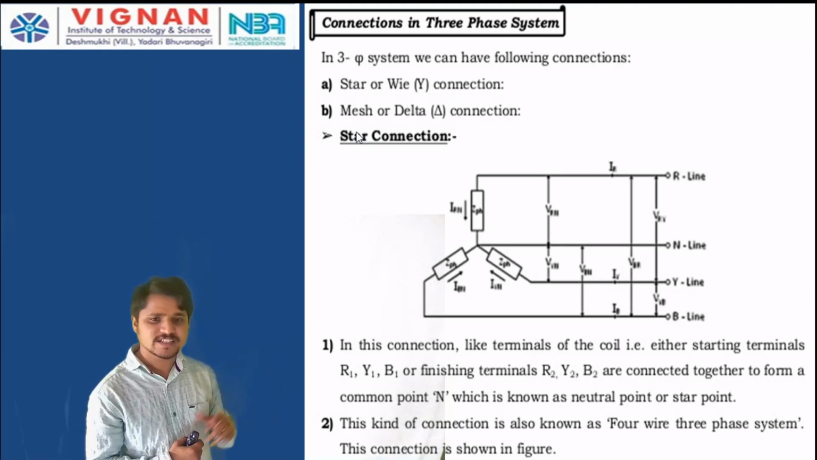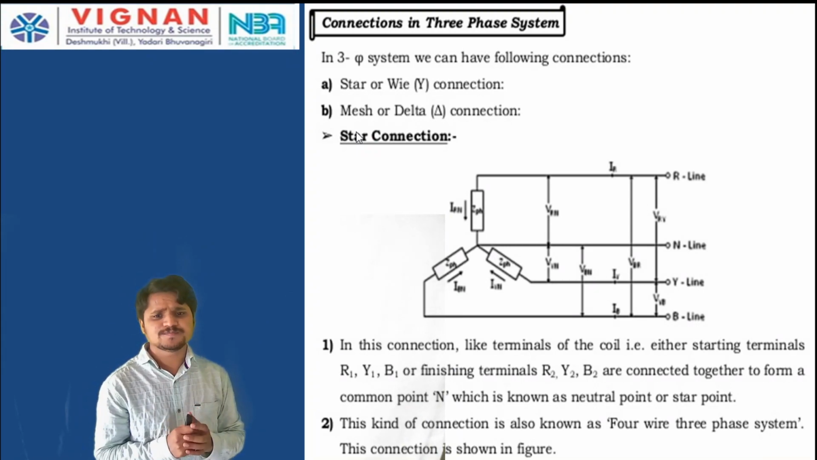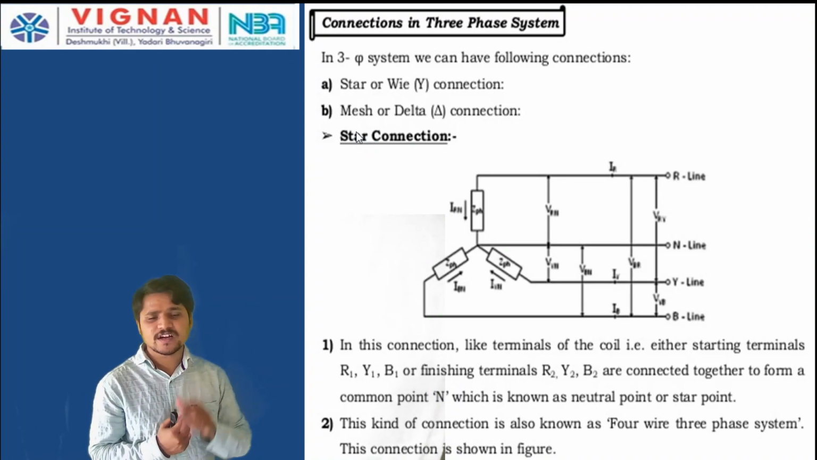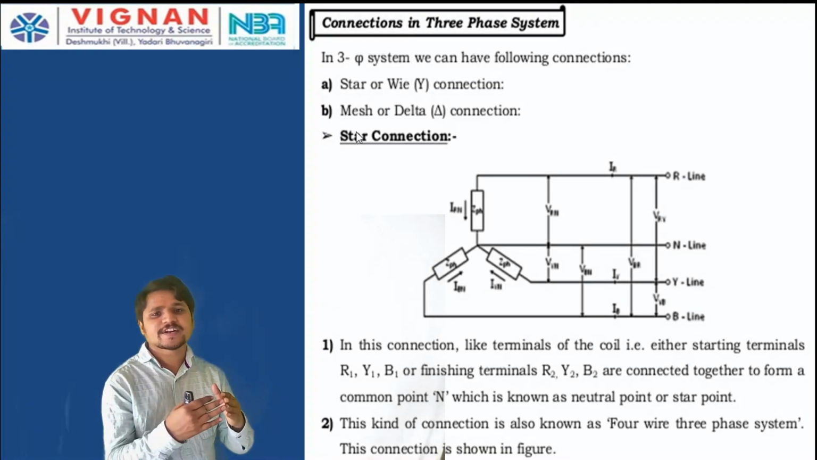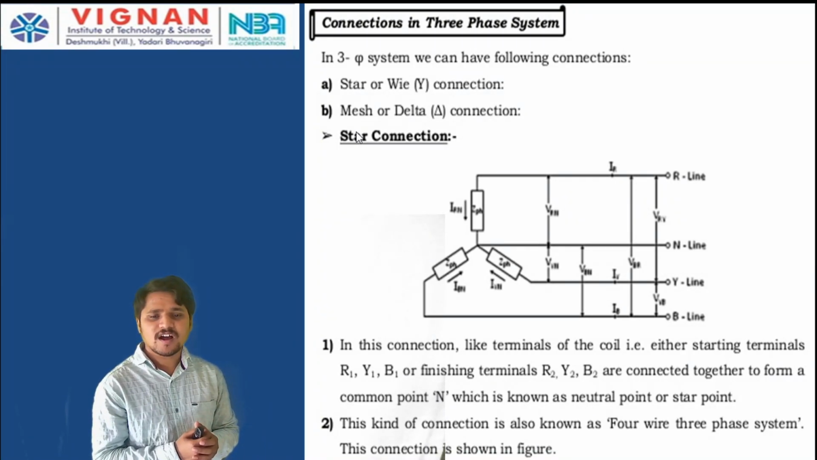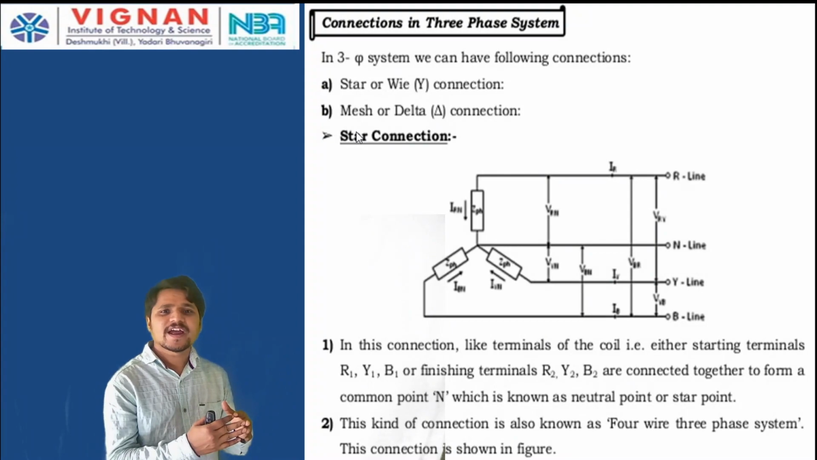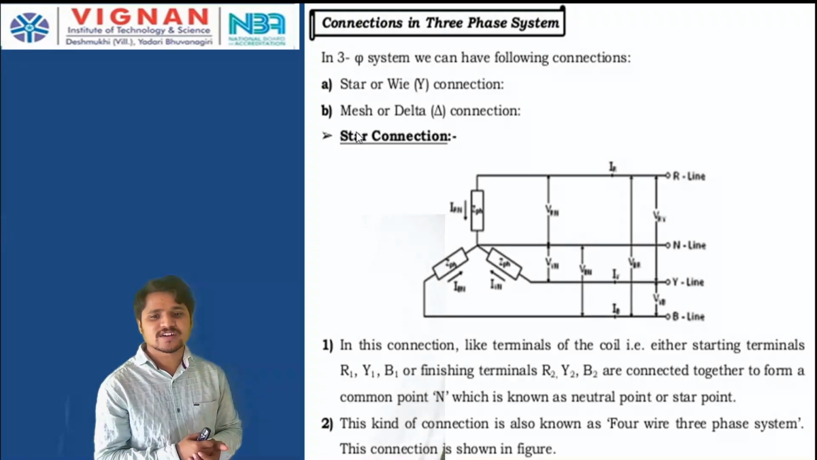Now, by seeing this figure, you can easily observe that. First, see the star connection. So, in this star connection, like terminals of the coil, either starting terminals or ending terminals. Any coil has two terminals, one is called the starting terminal, another is called the ending terminal. So if you connect all the like terminals at a point, then it will lead to the star connection. Or if you connect all the ending terminals at a point, then it will lead to the delta connection.